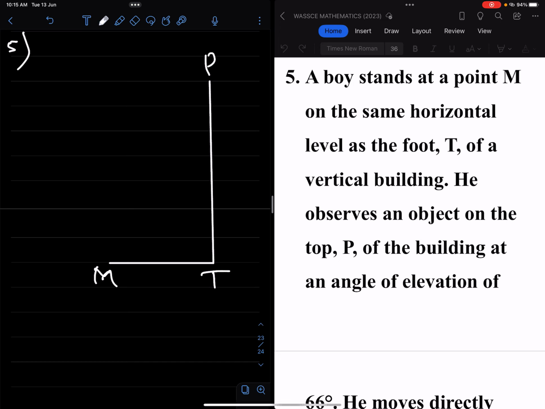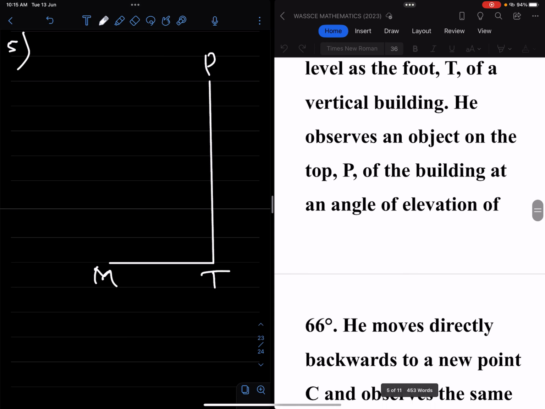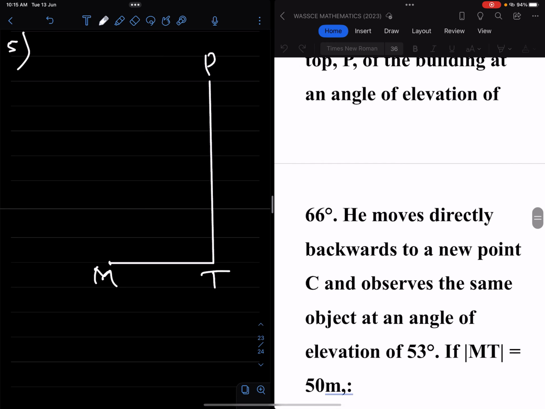He observes an object on the top P of the building at an angle of elevation of 66 degrees. That means the angle of elevation is 66 degrees.